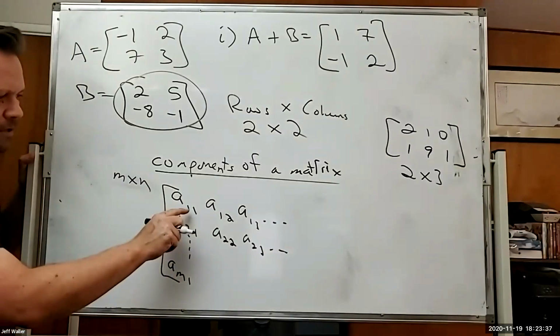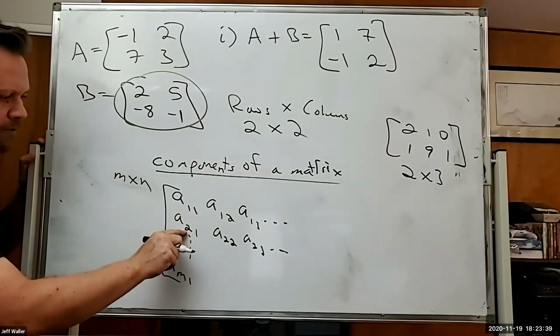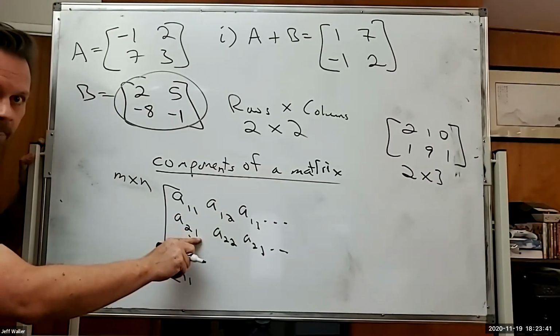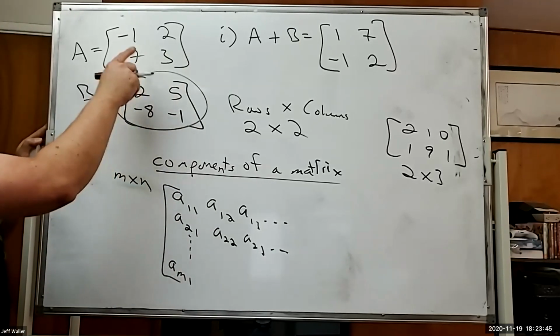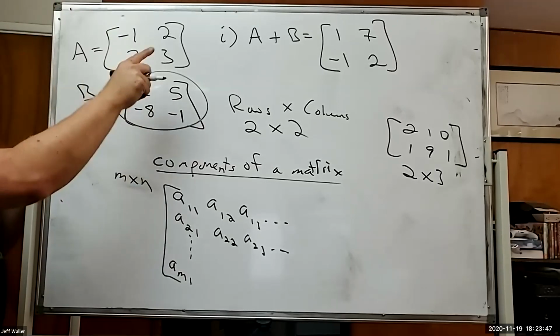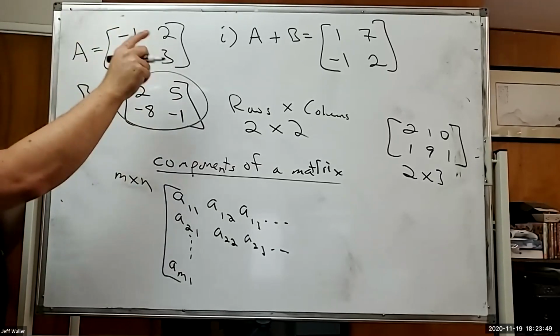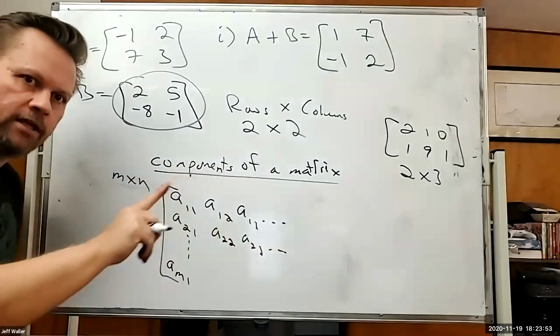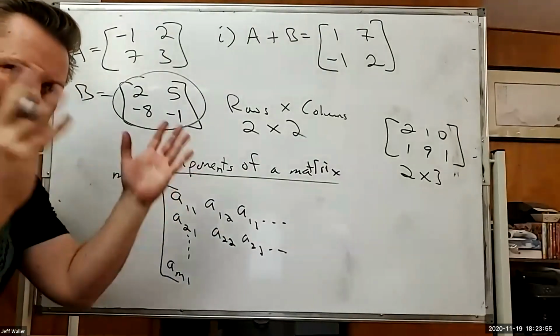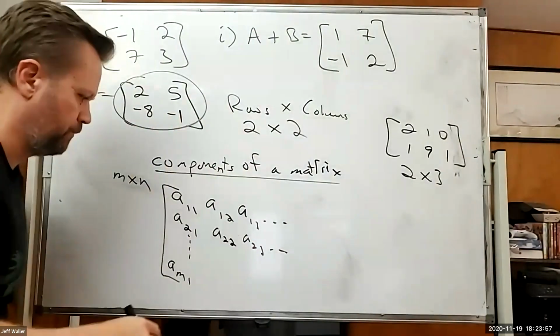Do you see what that means? First row, first column, second row, first column. This is how we talk about it. So if I said second row, first column of this, that's 7. That's how we locate things in a matrix. It's like latitude, longitude if you want to go there.